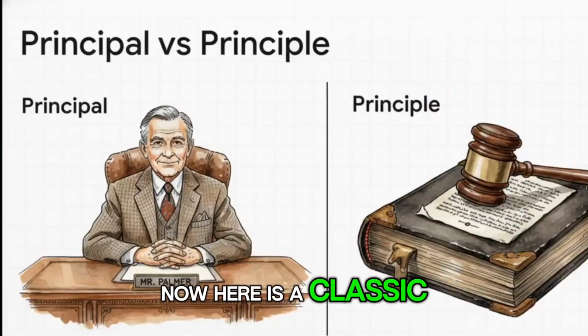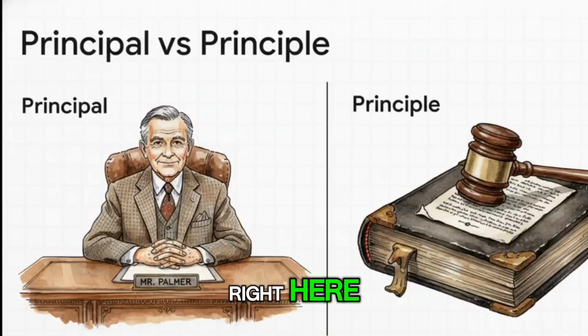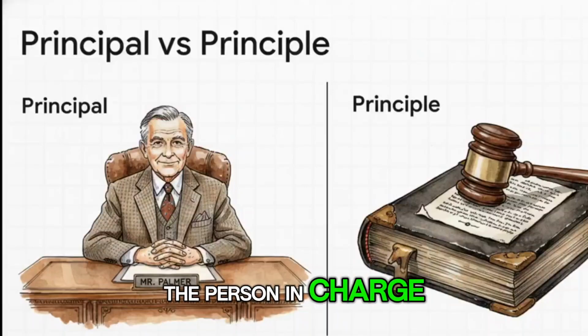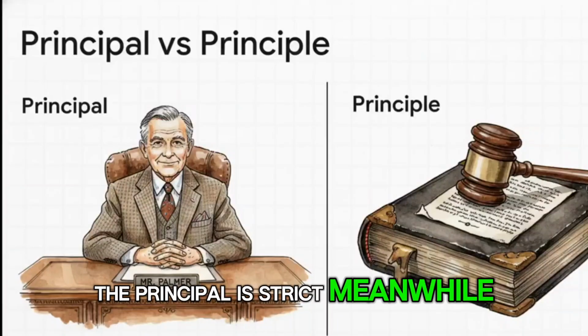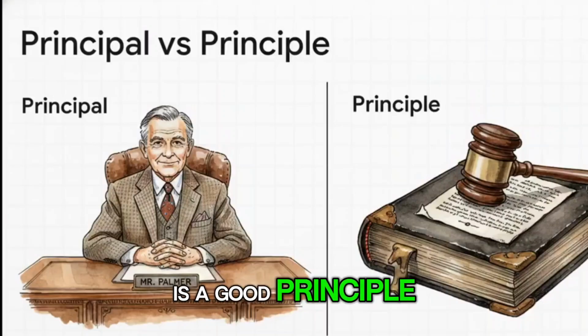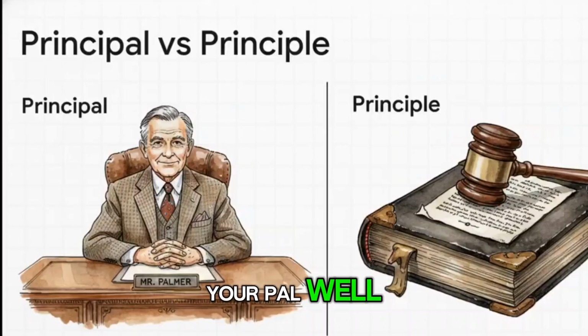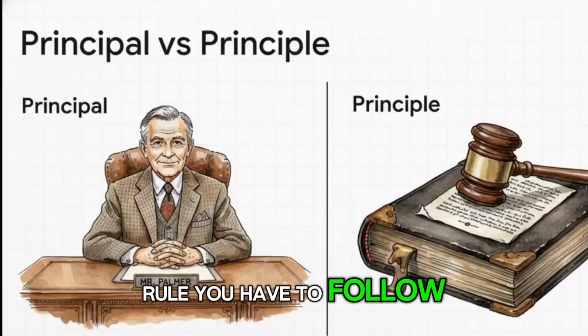Now, here is a classic spelling trap. So the crucial point is right here. Principal, ending in P-A-L, means the head or the person in charge. The principal is strict. Meanwhile, principle, ending in P-L-E, is a rule. Honesty is a good principle. So look really closely at the written word. Your school principal ends in pal because they are a person, right? Your pal? Well, a principle is a strict rule you have to follow.